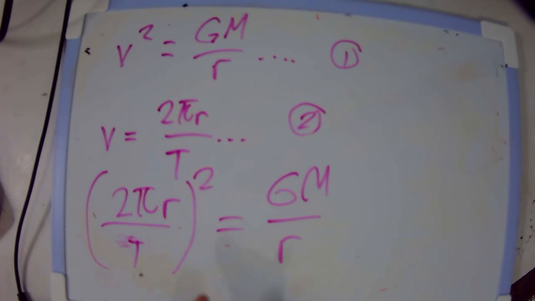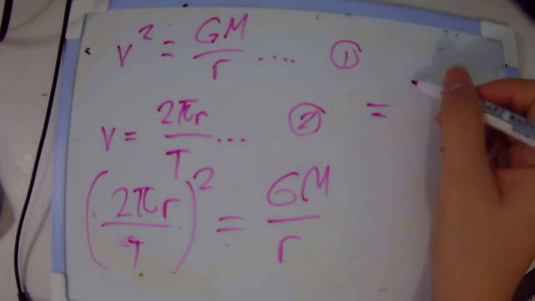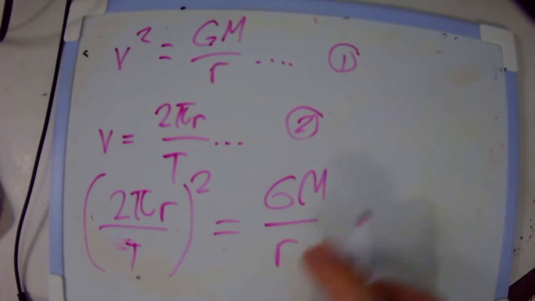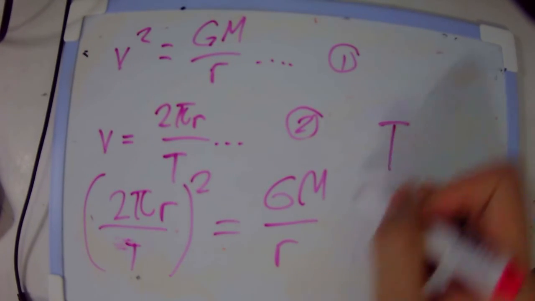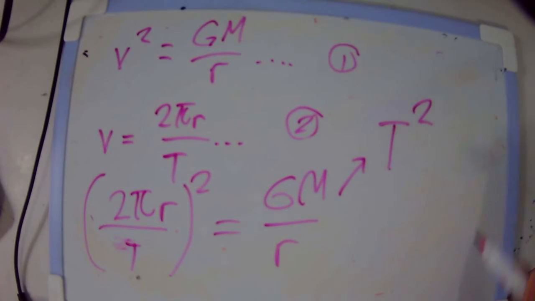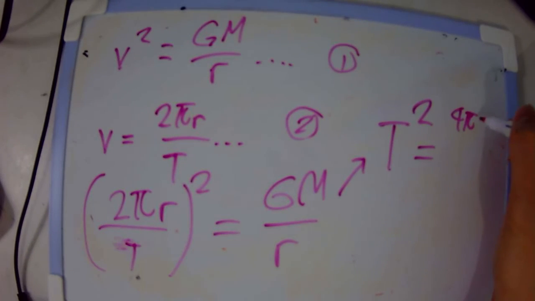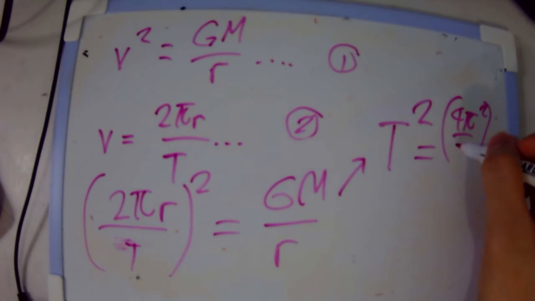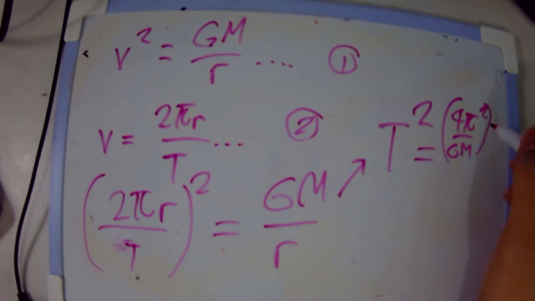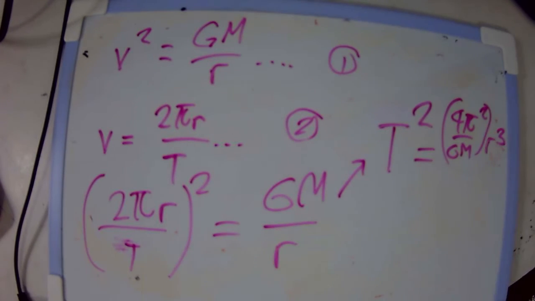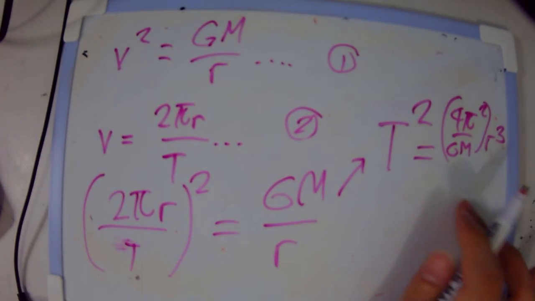Okay, and so after you calculate everything and simplify everything, I'm not going to do the whole thing, you end up with this formula. So after you finish simplifying it, you end up with T square equals 4 pi square over GM R cube. Now, this is where we get the relationship.